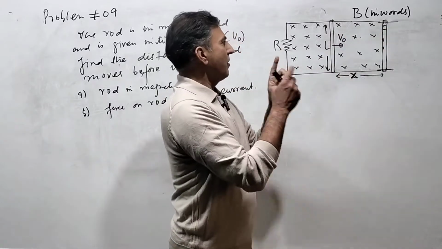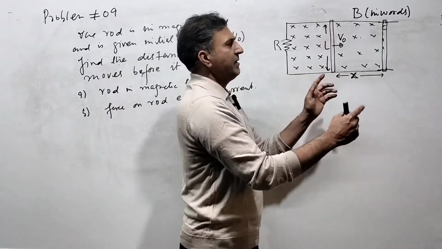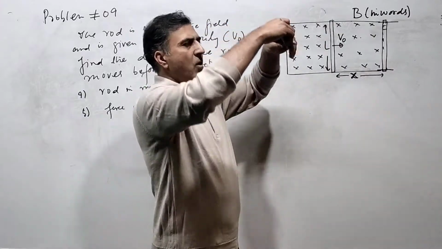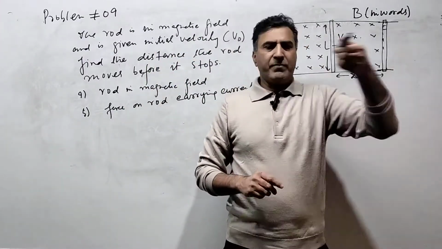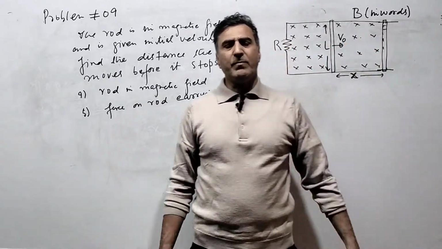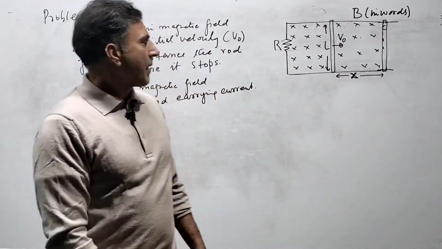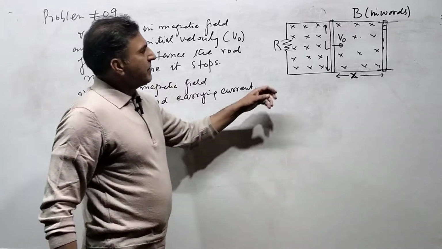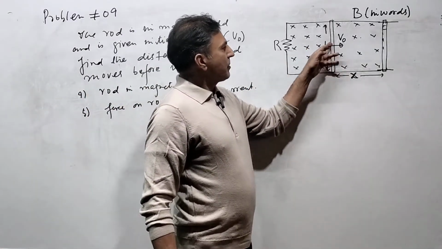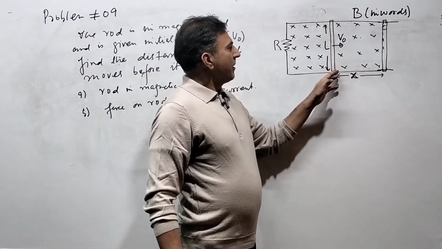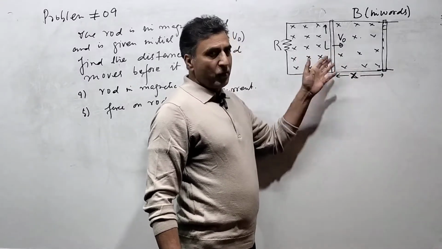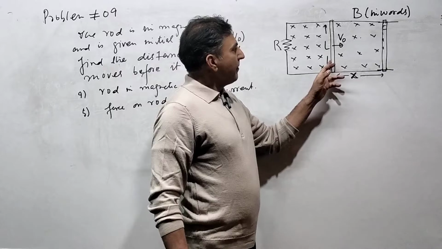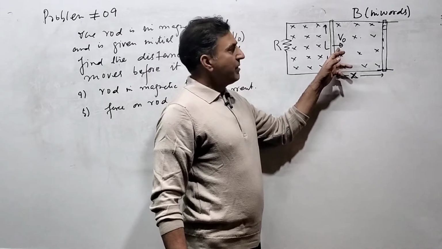The frame is horizontal, not vertical, so it will not fall off. It is a horizontal frame on which there's a rod. It slides on the frame, or you can push it and it moves in the forward direction. The question is, if you give an initial push to this rod in the forward direction, there will be some forces on this rod in the backward direction. I will explain how.